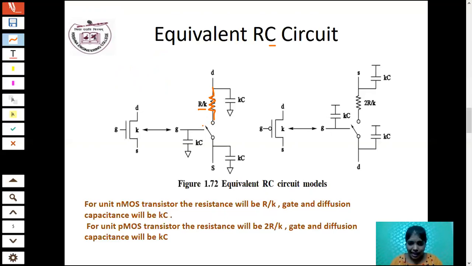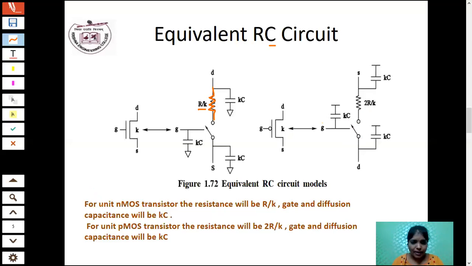So the transistor acts as a switch. Similarly for the PMOS transistor also, here I am going to consider the transistor as a switch. Okay, here I just put one switch over here. I am going to connect one series resistance. You know that for a PMOS transistor, the resistance value is 2R by K. Similarly, you have to consider the capacitance value Kc here. Okay, so this is the thing.